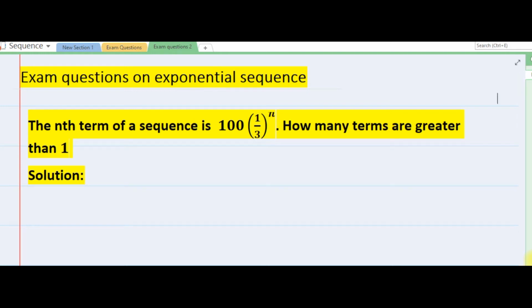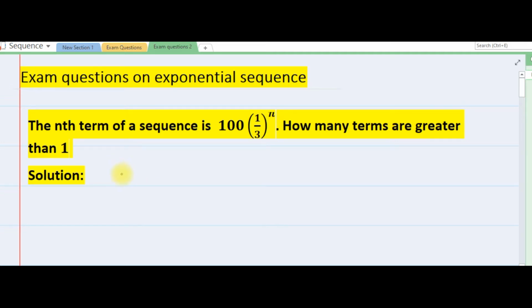Okay, now we are on exam questions of exponential sequence. So the first question here, we are given the nth term of a sequence is 100 times (1/3) raised to the power n. We now ask how many terms are greater than 1.